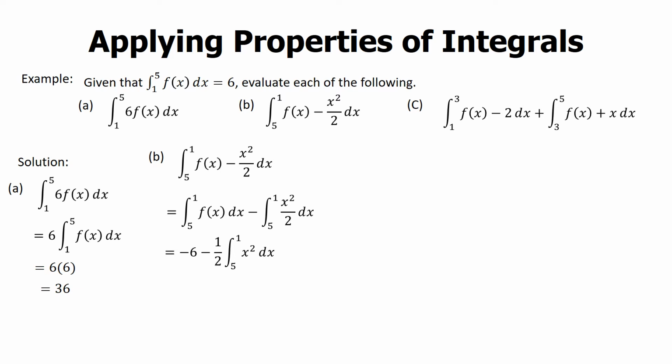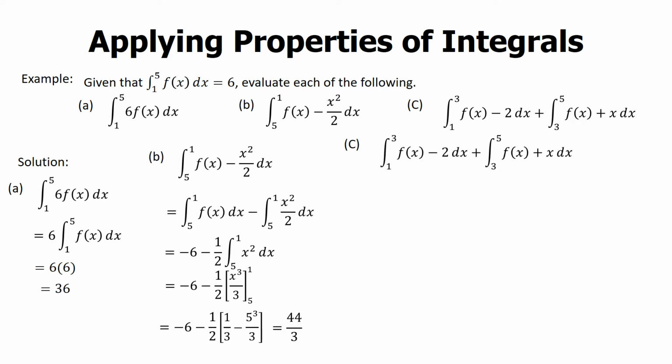And for the second integration, we can take out the constant, which is minus half integration from 5 to 1 x squared dx. So when we integrate x squared, we get x cubed over 3, and the limit is from 5 to 1. So substitute the values, x equal to 1, which is 1 over 3, minus substitute x equal to 5, which is 5 cubed over 3. So we calculate the values, it is 44 over 3.